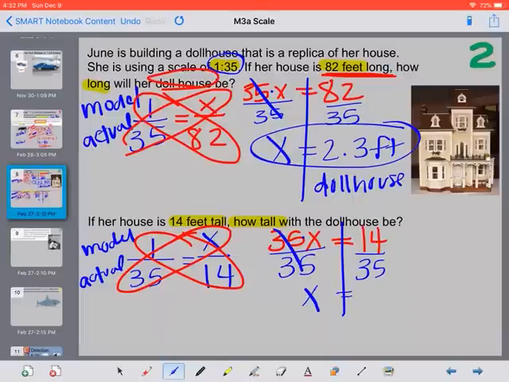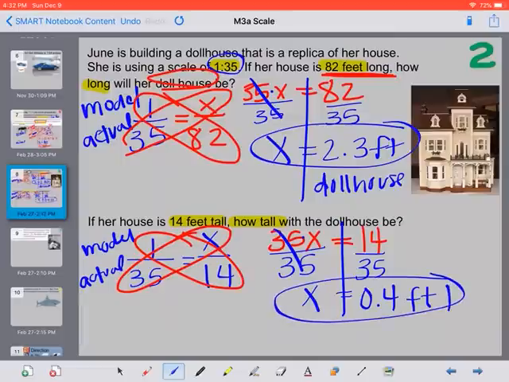So 14 divided by 35 gives me 0.4. So her dollhouse should be 0.4 feet tall, because they want to know the height. How tall is it? So a little bit less than half a foot. All right, let's look at 2 more problems on the back side.